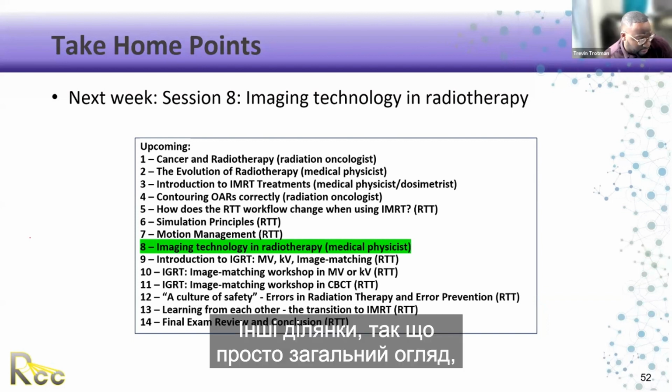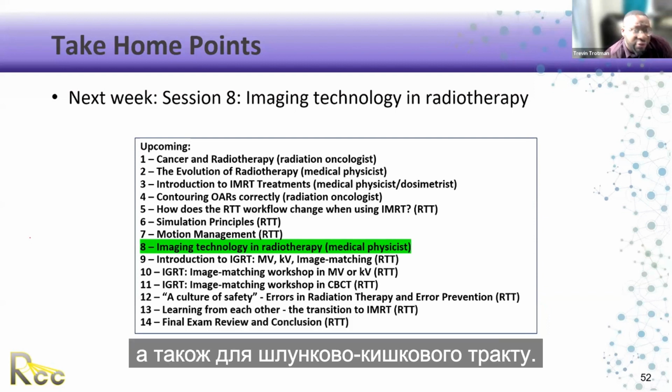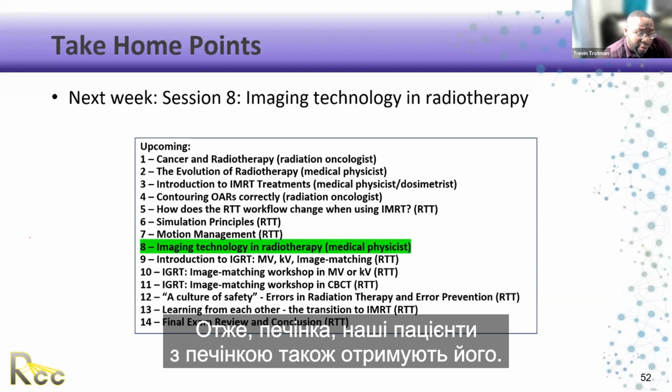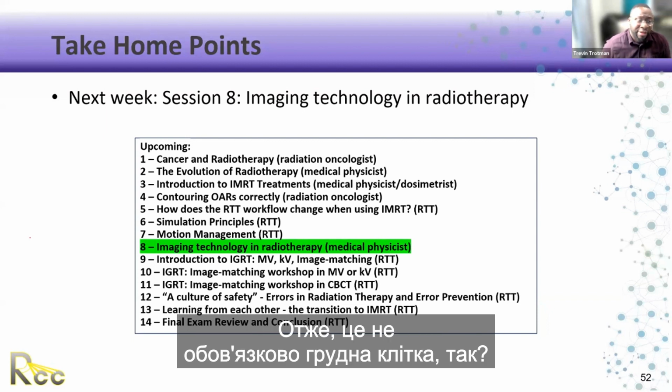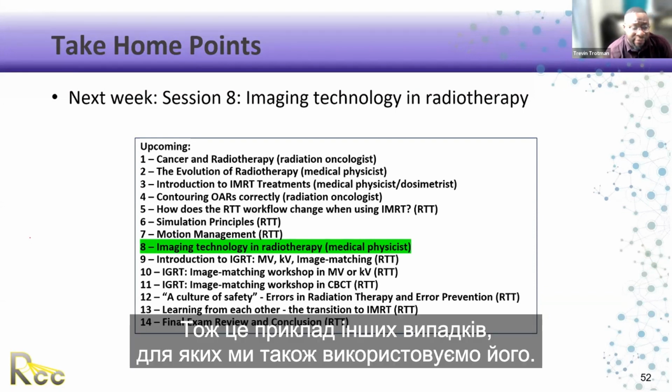Other sites, so just a general overview, we use it for lung, we use it for breast, and we also use it for GI cases as well. So our liver cases get it too. Not necessarily chest wall, right? But it's definitely a little lower. So that's an example of other cases we do use it for too.